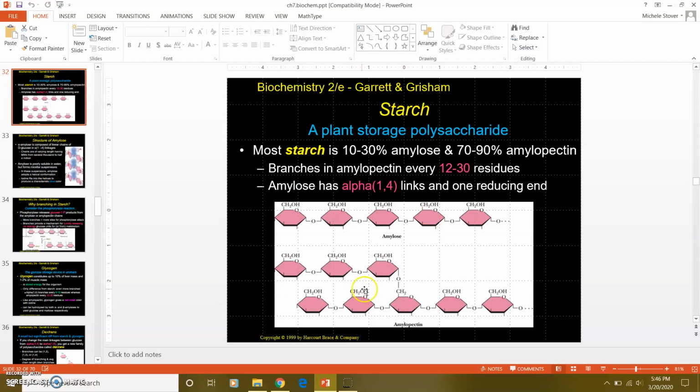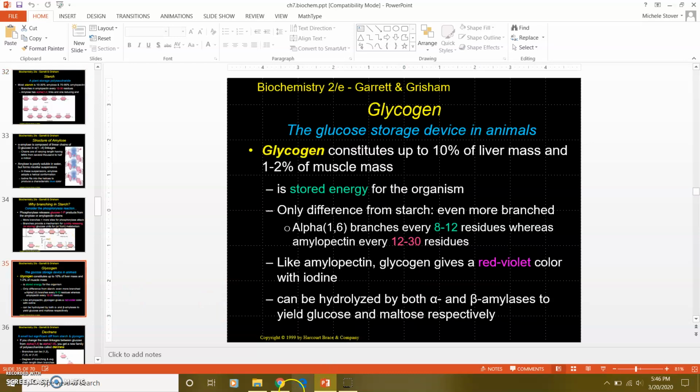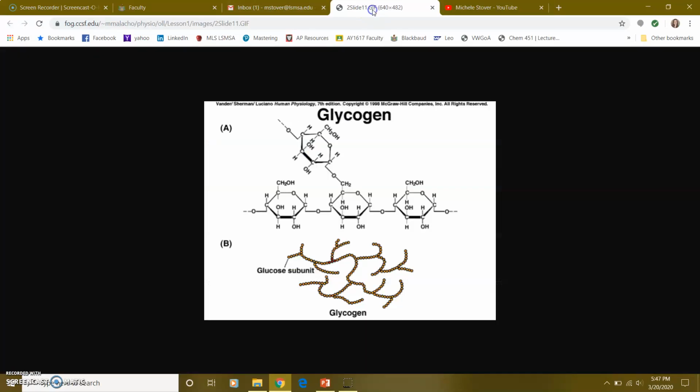But let's look at how glycogen links. So glycogen can do this. What you see is that one unit of glucose can link to 2 other units of glucose at the same time. That's not what we see in plants. So what does this mean? This means that we can access more glucose and release more glucose more readily in animals than we can in plants. So that's the difference.